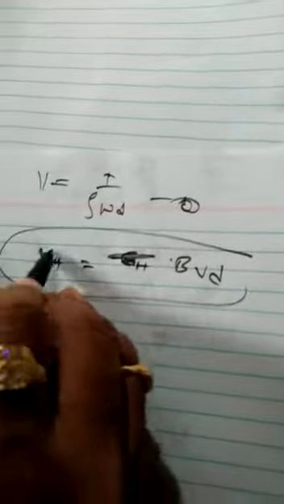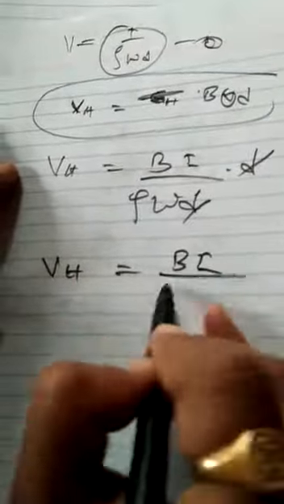Now we substitute this in equation 4. Equation 4 is V_H equals B into V into D. Substituting V equals I divided by rho WD, into D, the D's get cancelled. So V_H is equal to BI divided by rho into W.